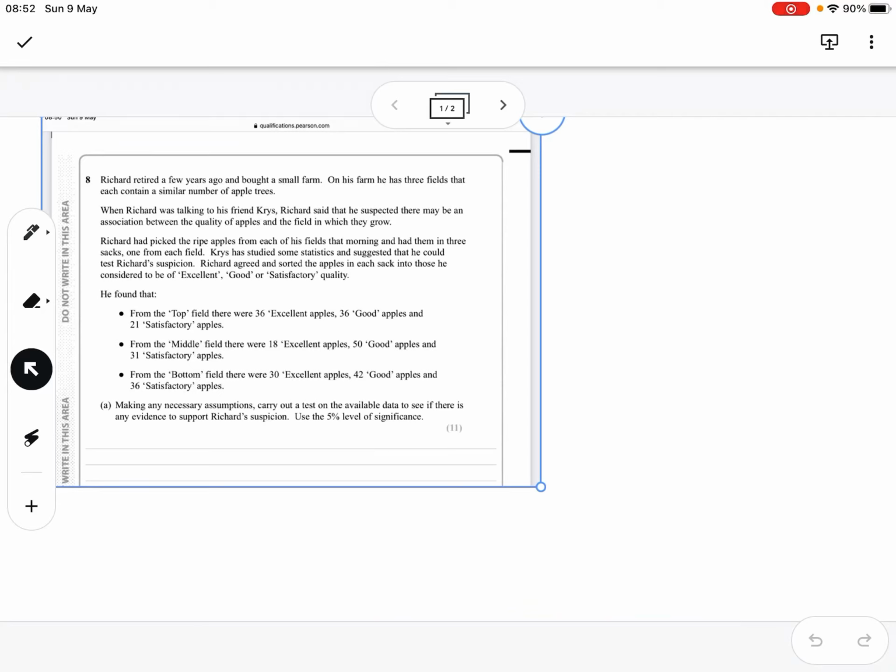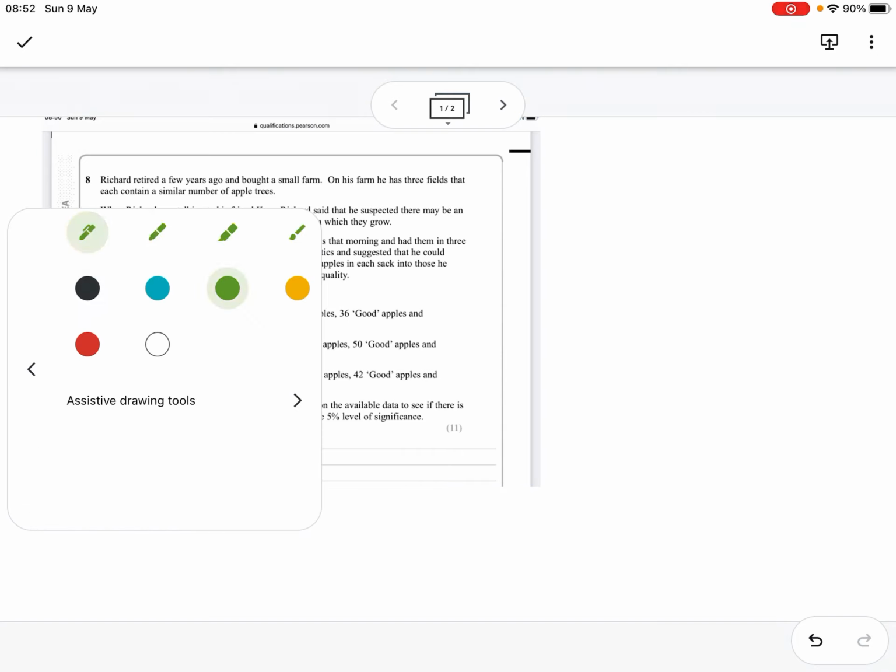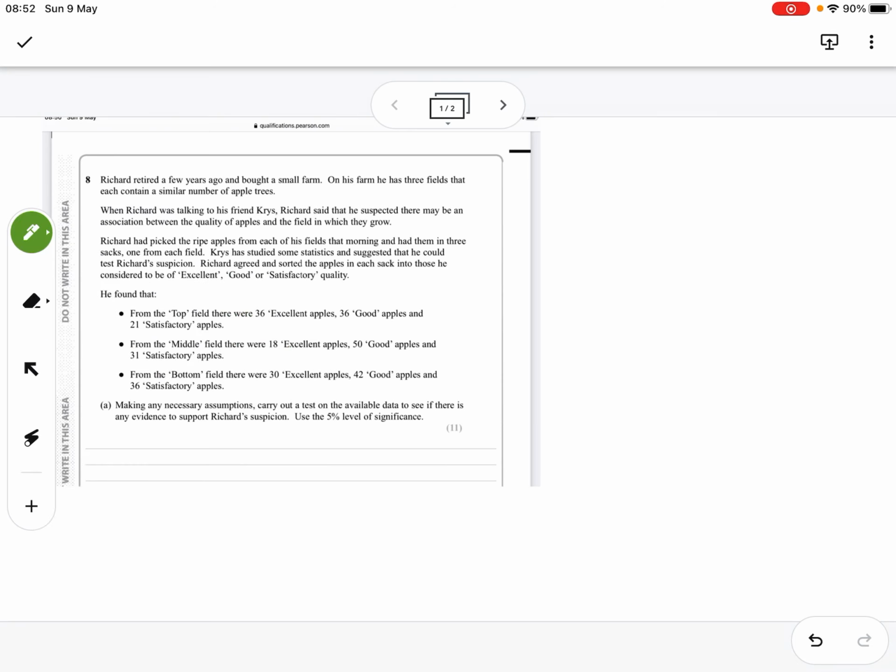Stats, A-level Specimen Paper 2, question 8, which I thought I'd already done, but I've got to do again. So we'll have a look. Reading the question: Richard retired a few years ago and bought a small farm. On his farm he has 3 fields that each contain a similar number of apple trees. Pause the video, read the question.